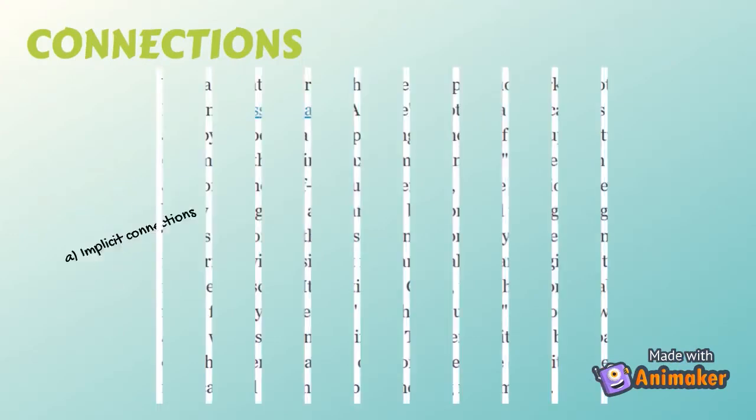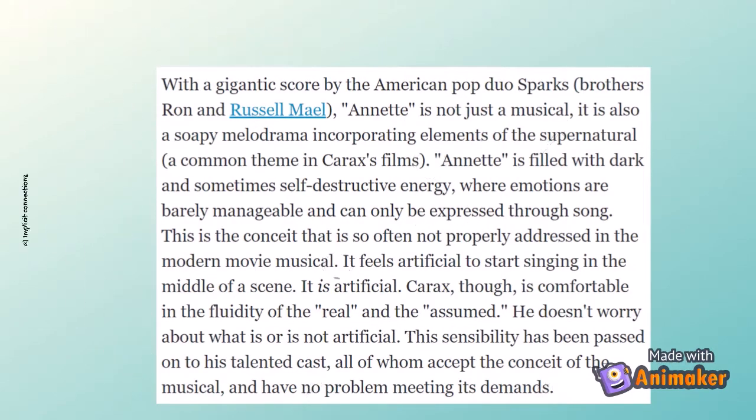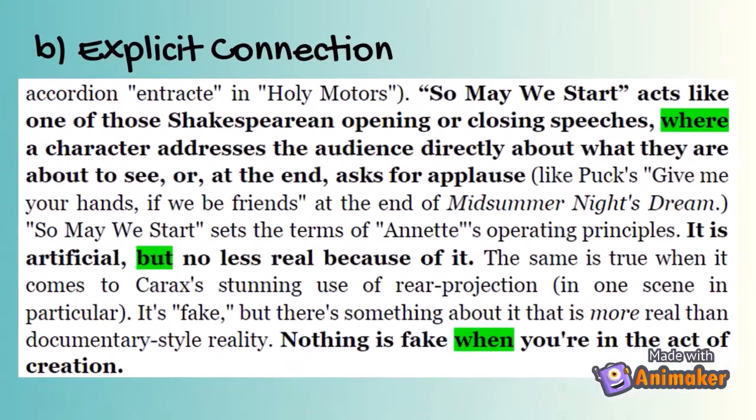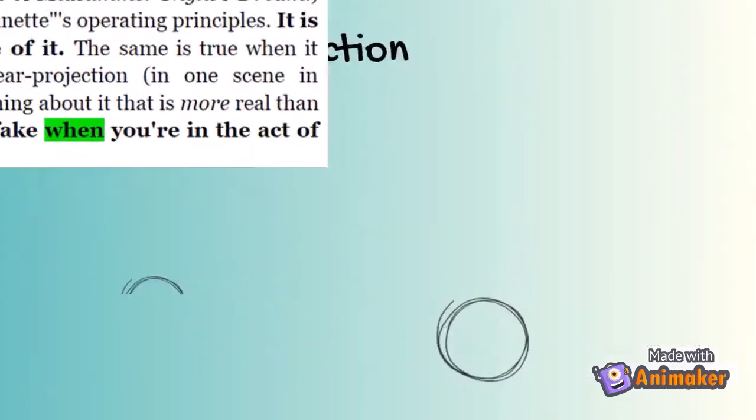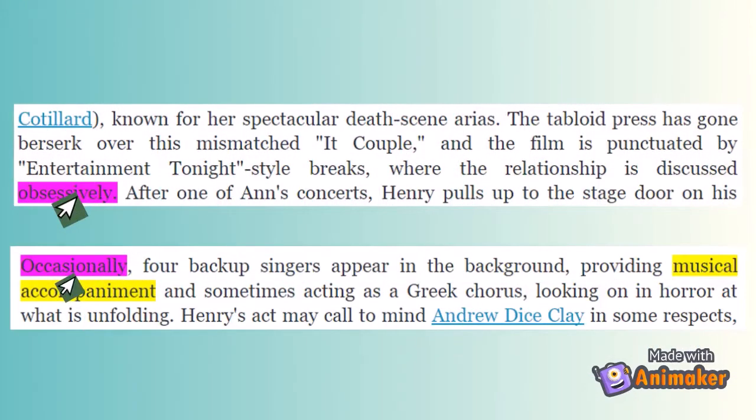Then in terms of connections, we have implicit connection, which are the punctuation marks such as full stop at the end of every paragraph, and commas to separate ideas in a paragraph. And finally, we have explicit connections that involves connectors such as adverbs and conjunctions. Here we have the subordinator where, the conjunction but, and another subordinator when. And here we can see adverbs such as obsessively and occasionally.